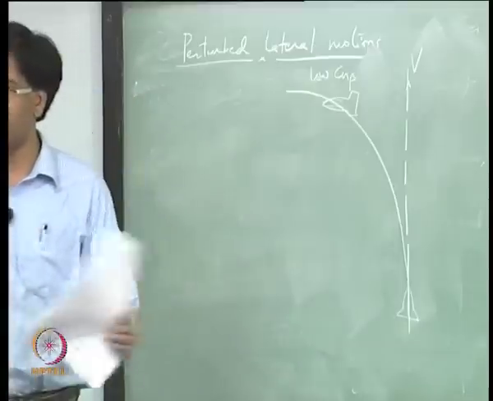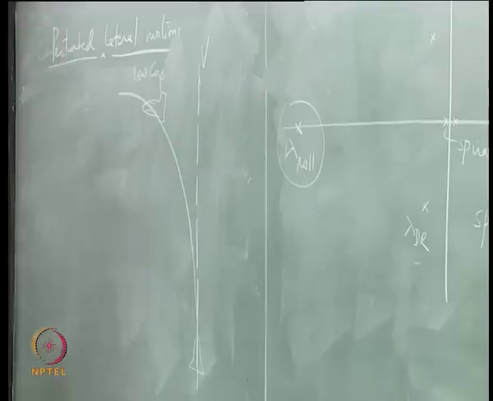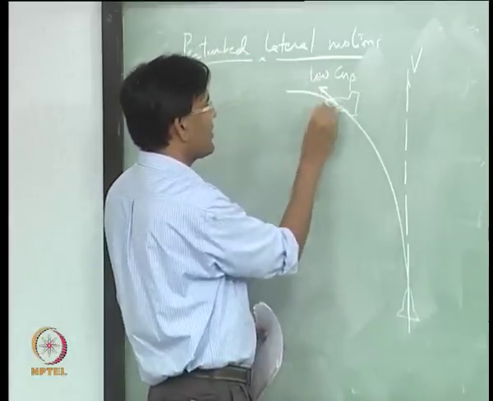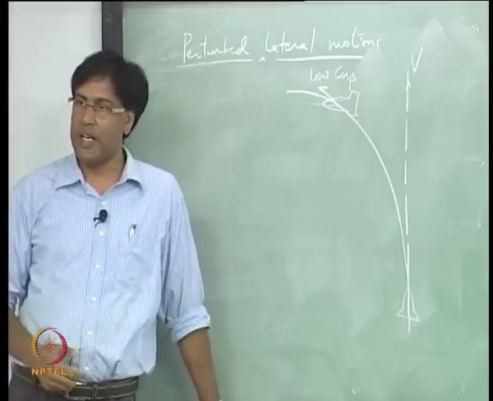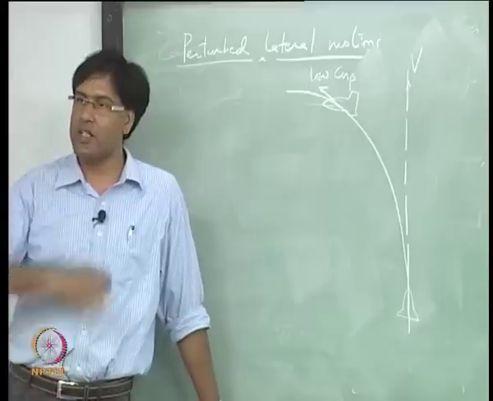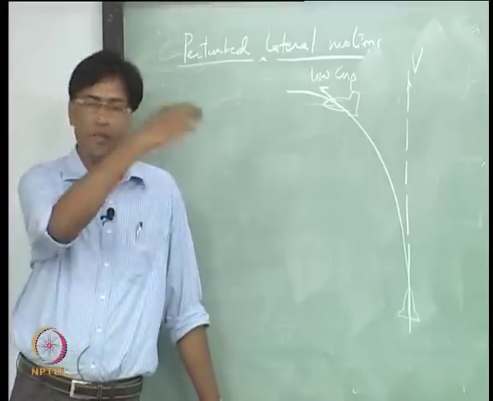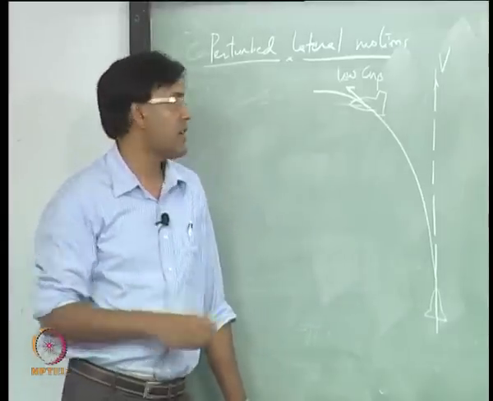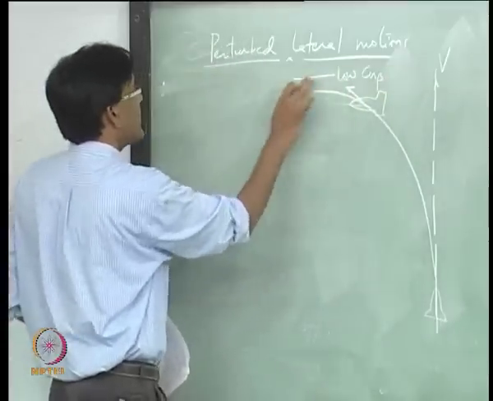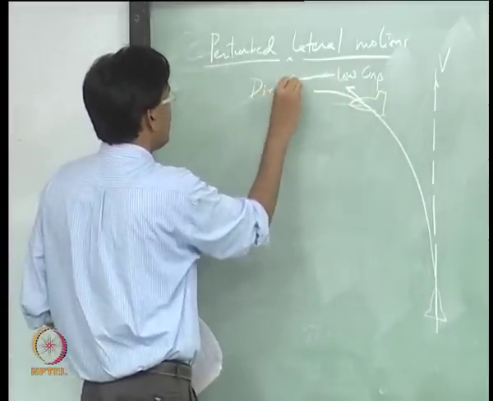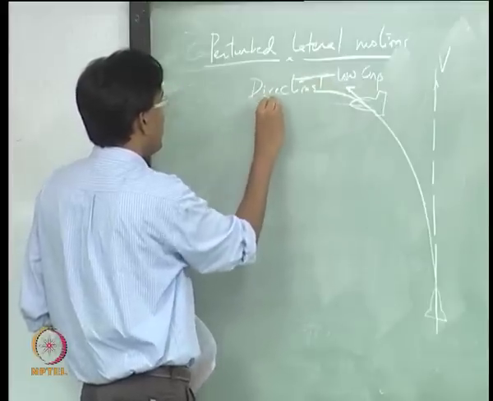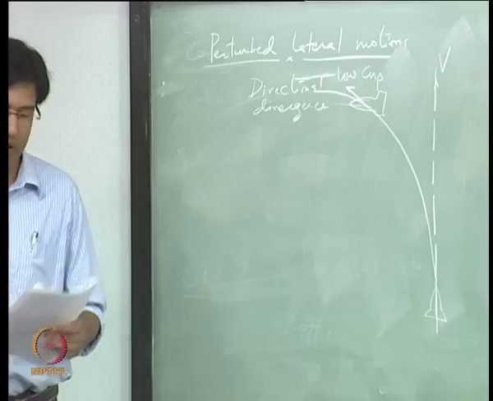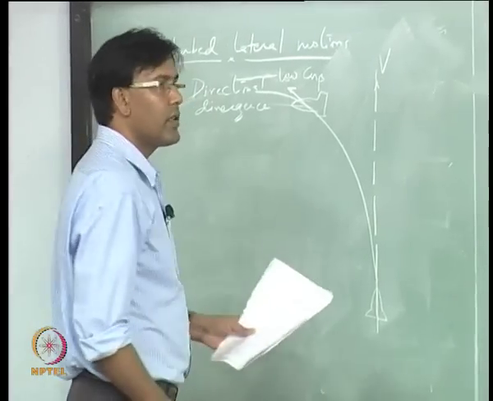The beta has grown. Ideally, if it had enough CN beta, it should have killed the beta, but the velocity vector is in this direction now and the aircraft is looking somewhere else. So that means a beta is introduced, right. There is a non-zero side slip which can become large if you do not correct it in time, and this motion is called directional divergence, okay.